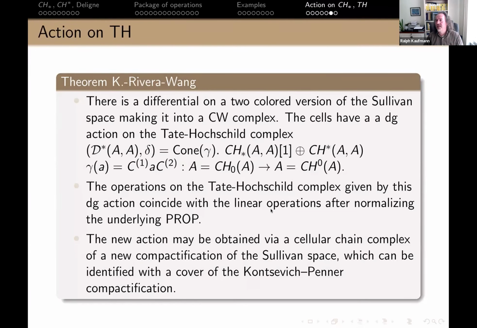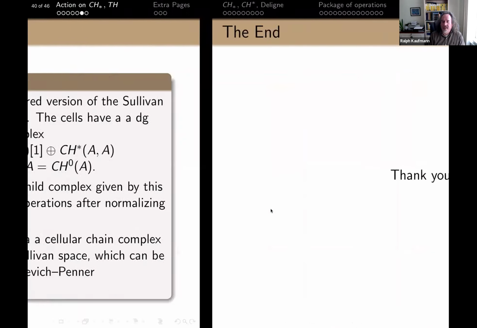So this is going backwards. Now you read off all the algebraic stuff and ask whether it comes from a space. And now the space is sort of the quotient space, which is a cover of this Penner-Kontsevich thing. All right, so that's it.